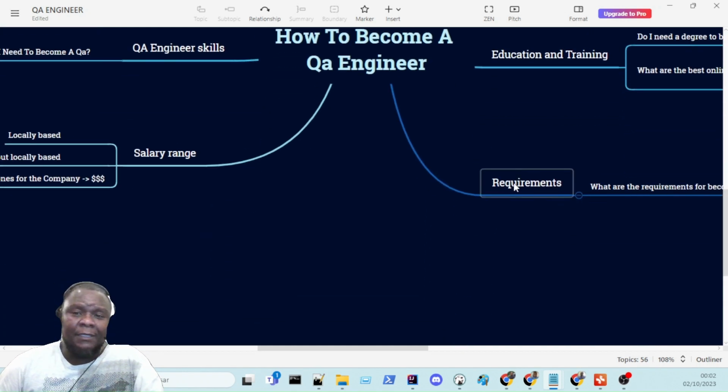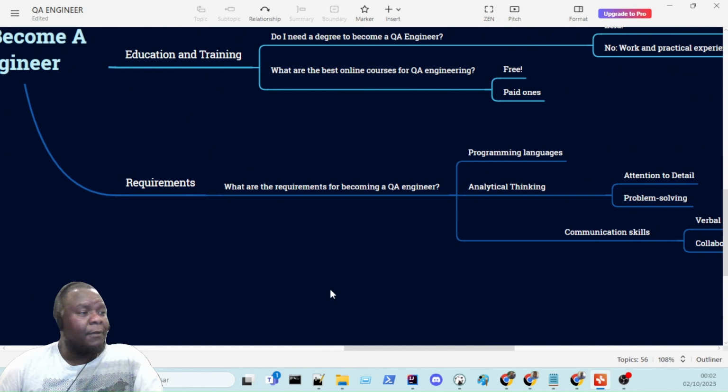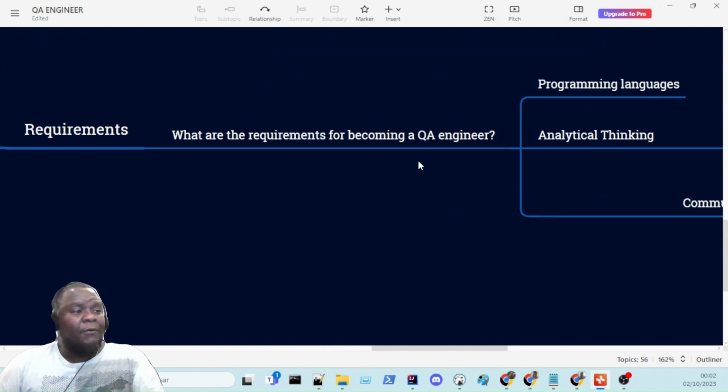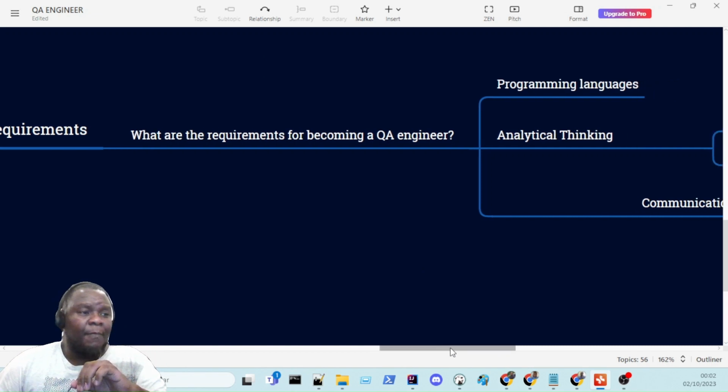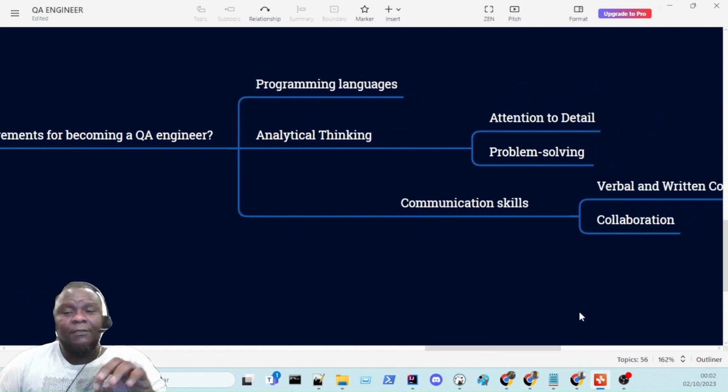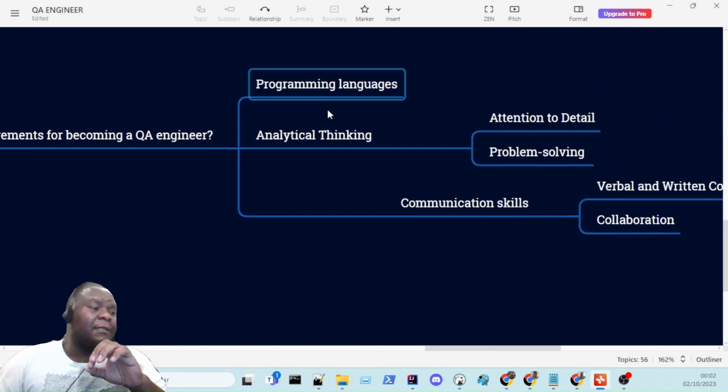and the requirements to how to become a QA engineer. Okay, so let's start here with the requirements. What are the requirements for becoming a QA engineer? There are some things that you need to know, and I just listed 3 of them.